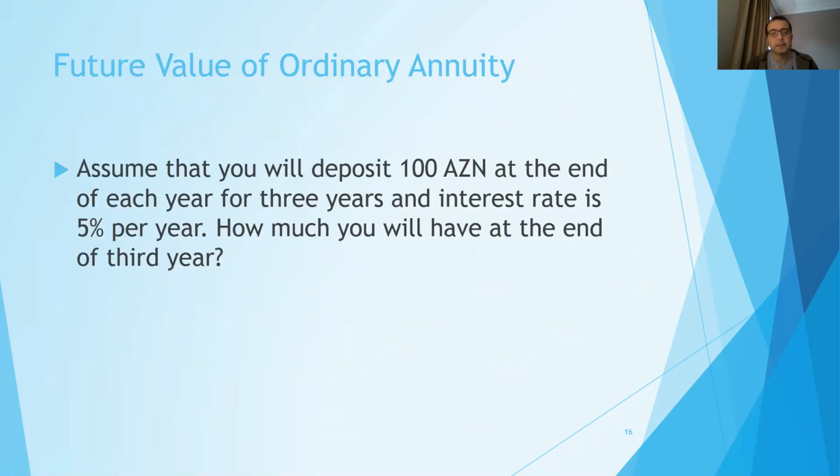Let's see an example. Assume that you will deposit 100 at the end of each year, so an ordinary annuity, for 3 years, and the interest rate is 5%. How much will you have at the end of the third year? Basically, let's draw the timeline first: the first year, second year, third year, and 5% is the interest rate.